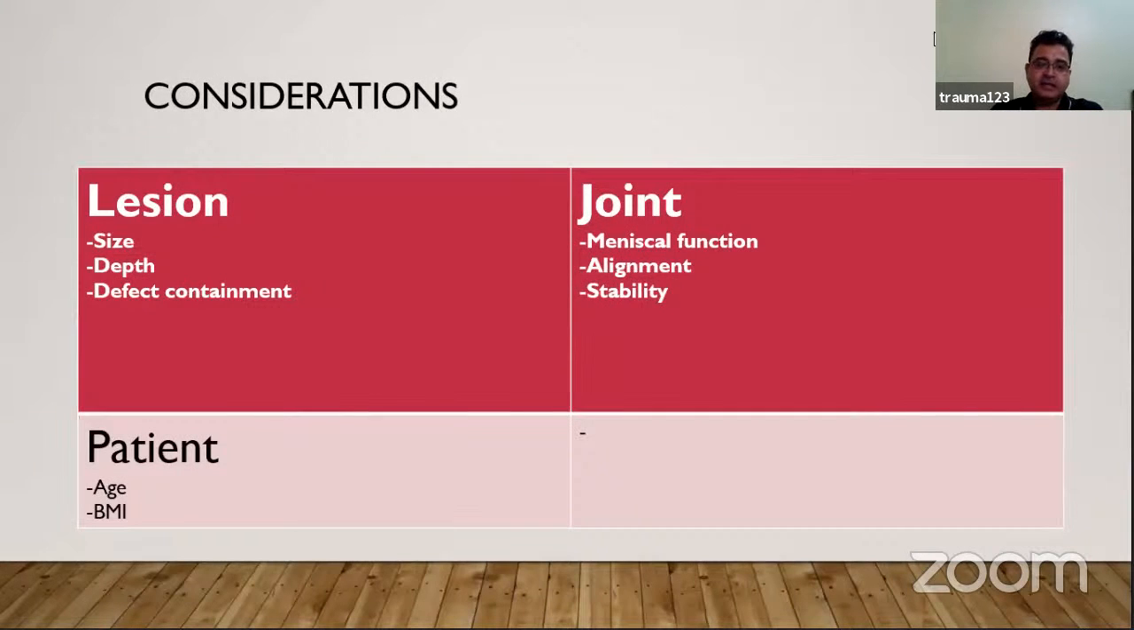So while repairing a cartilage, the major considerations are the size of the lesion, the depth and containment, and whether the surrounding cartilage is healthy or not. Also whether the joint has other problems such as meniscal injuries, alignment issues, or instability, and definitely the age of the patient and BMI, because obese patients do not tolerate these sorts of surgeries.